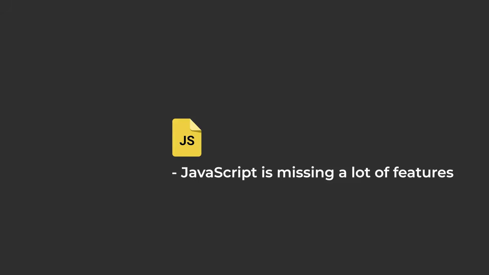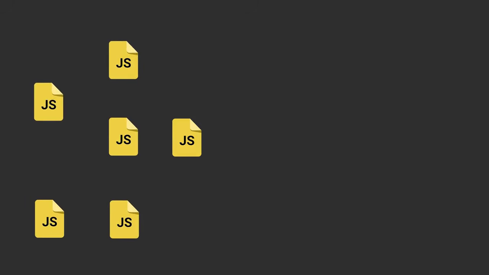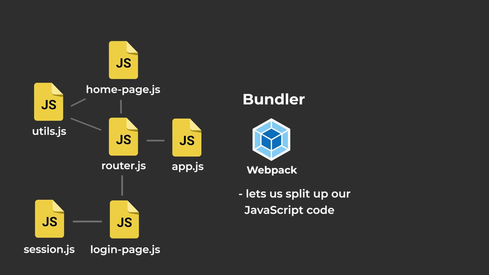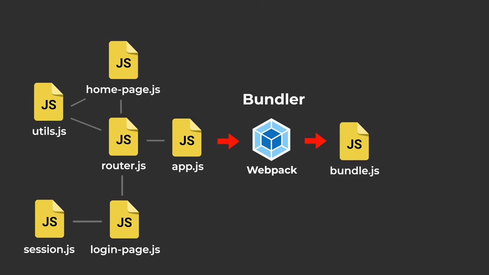Let's take a step back and look at JavaScript again. As a language, it is missing a lot of features that other programming languages have. One of these features is being able to split our code into different files and to organize our code. To solve this, we use something called a bundler. The most popular one you've probably heard of is called Webpack. Webpack lets us split up our JavaScript code into many different files, and once we are ready to put it onto our website, Webpack will bundle all of these files into one JavaScript file that we can put on our website.